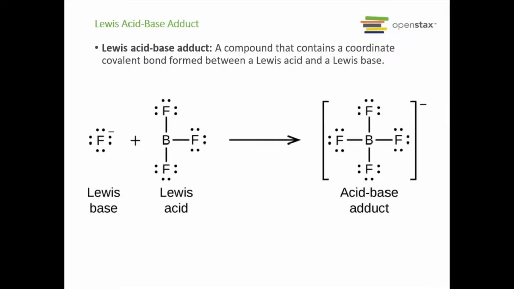We form an adduct. So a Lewis acid-base adduct is a compound that contains a coordinate covalent bond that is formed between a Lewis acid and a Lewis base. So the adduct is your product.